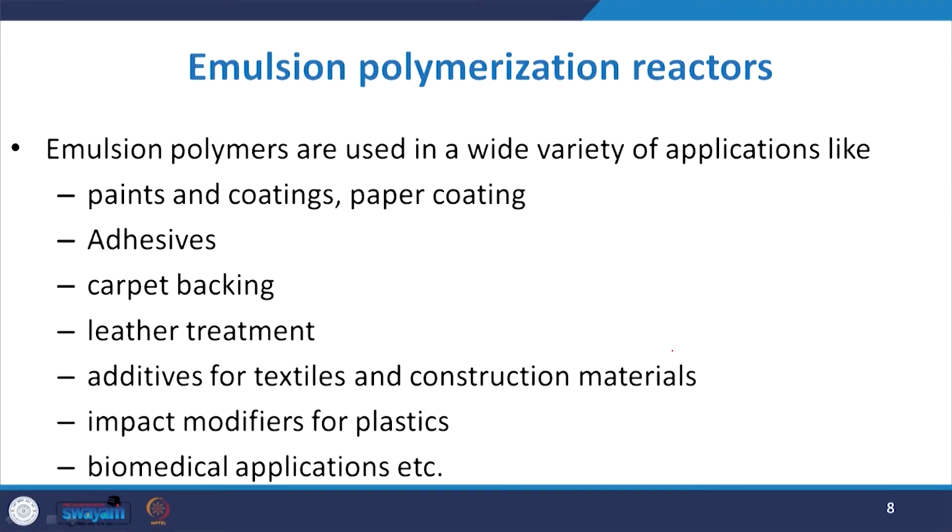Now, let us have a look at the emulsion polymerization reactor, that is the next segment of our chapter. Now, emulsion polymerization is used in a wide variety of applications like paint, coating, paper coating, adhesive, carpet backing, leather treatment, additives for textile and construction material, impact modifiers for plastics, biomedical applications, etc. So, they have a very wide spectrum of uses.